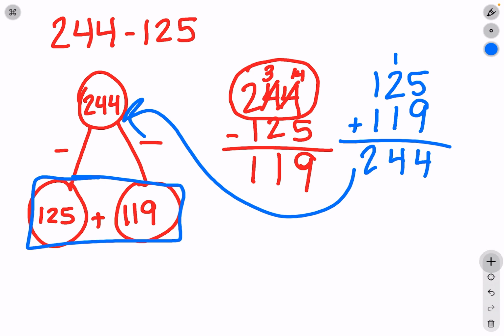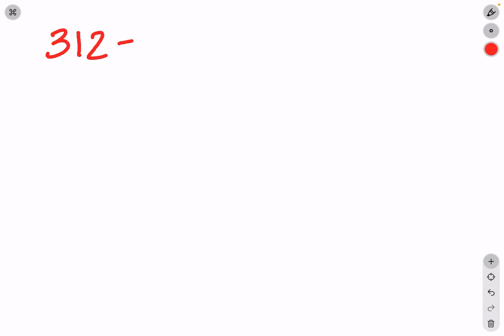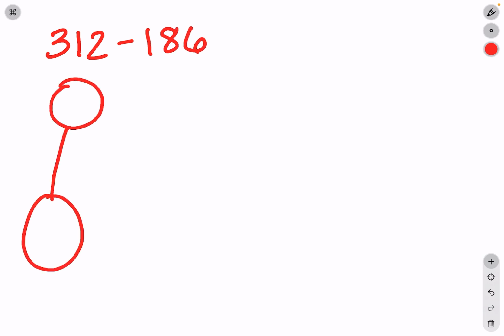Okay, we're going to do another one. This problem is 312 minus 186. So I want you to do all the steps. I want you to put it in a number bond. I want you to do your subtraction. Then I want you to check with addition. Okay, you should have it all completed. So now watch to make sure you got the right answer.